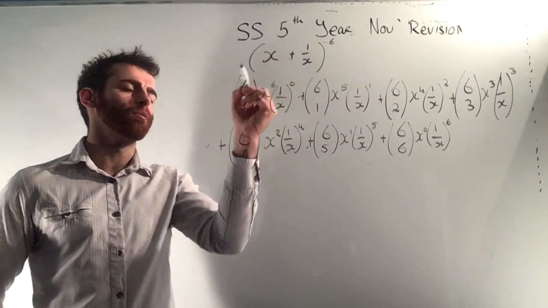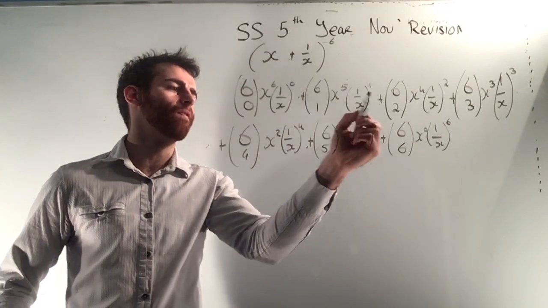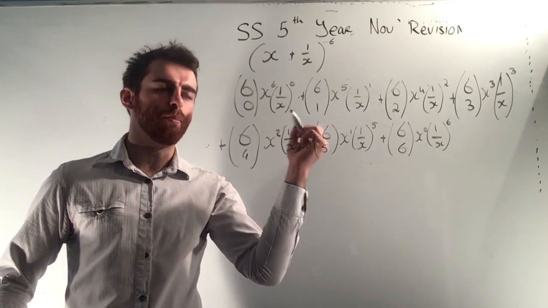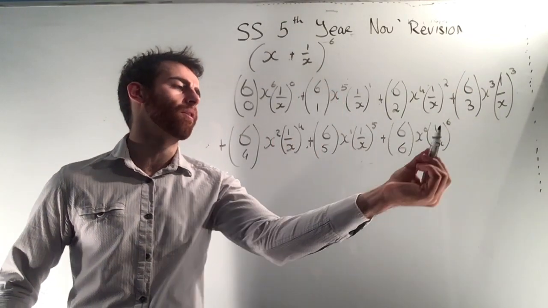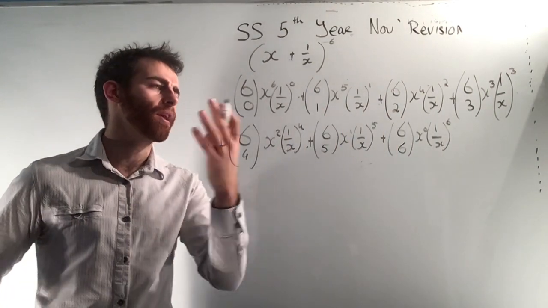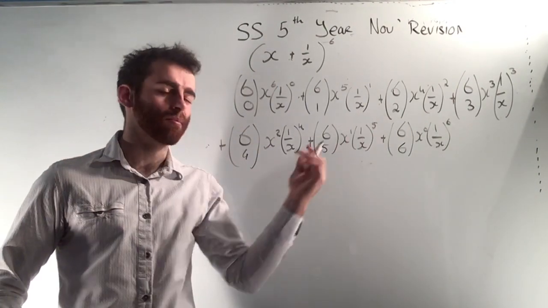Then you get the first term, which is the first thing in the brackets, x. So it's x to the power 6, 5, 4, 3, 2, 1, 0. And then you go backwards with this one: 1 over x to the power 6, 5, 4, 3, 2, 1, 0. And that allows you to come up with all of these. So I think your best bet here is to just list them all out first.